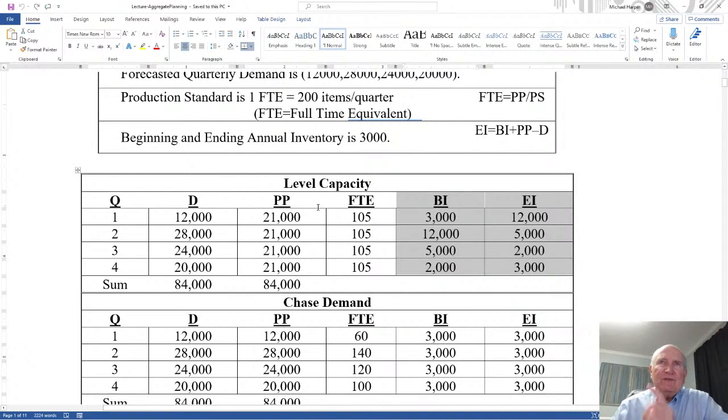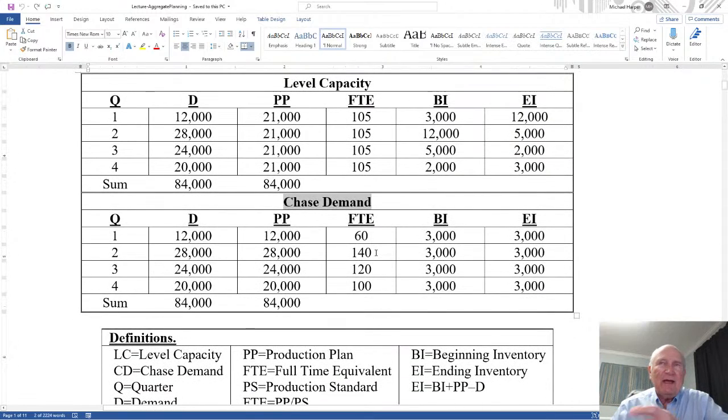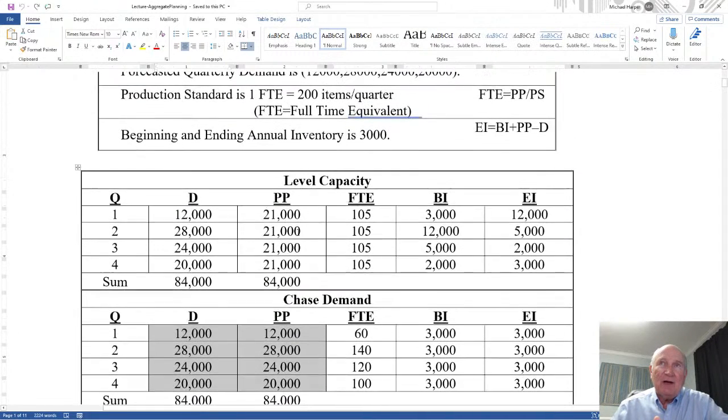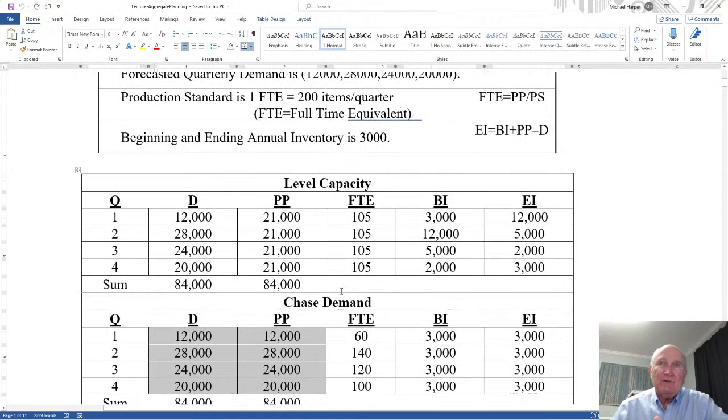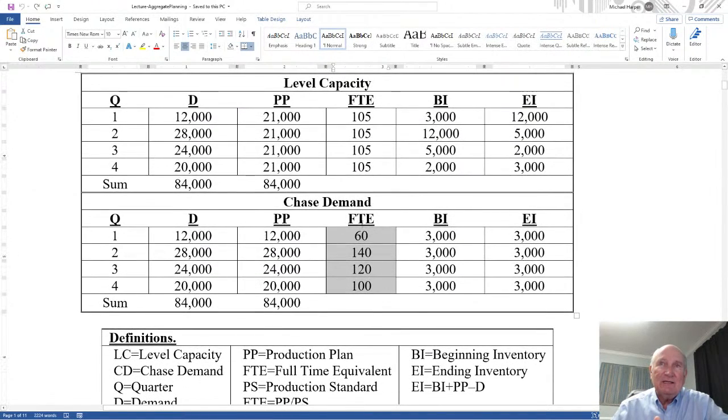Now, before we leave this, it is a strategy. The next pure strategy is chase demand. A good description would be to simply take the demand and set the production equal to the demand. So the production equals the demand. If I divide this by my production standard of 200, I'll get my capacity over here. Notice this capacity defines chase demand.